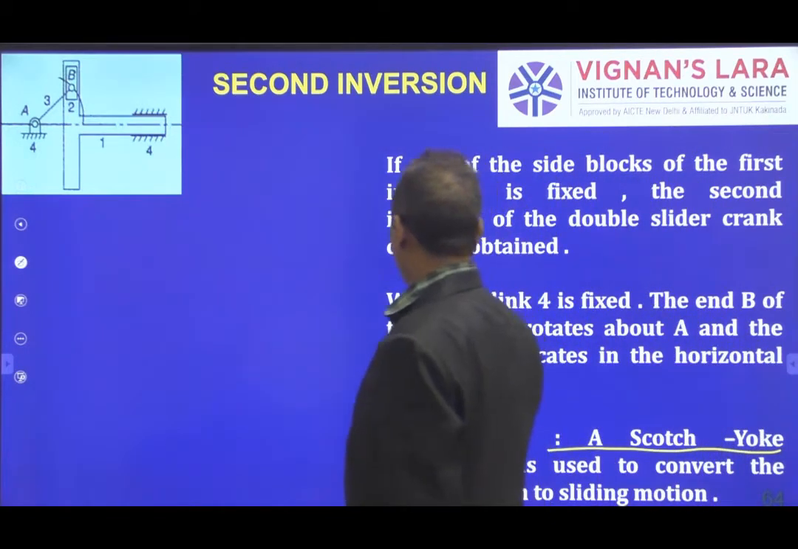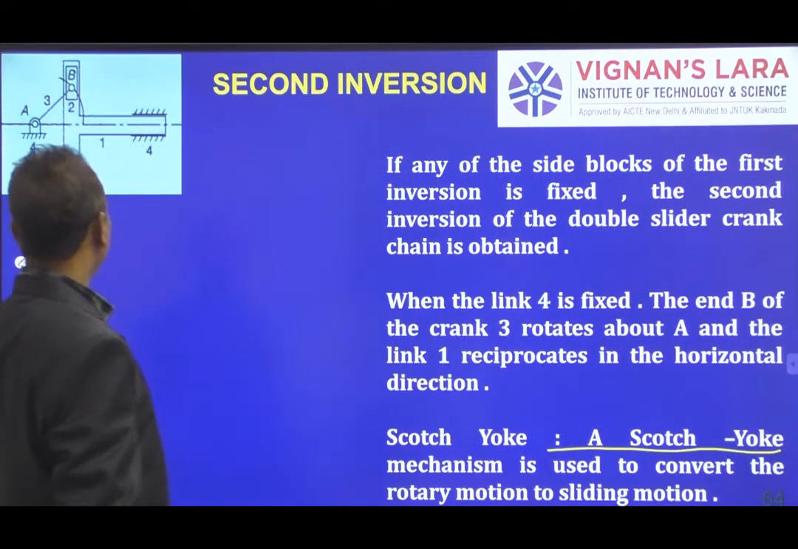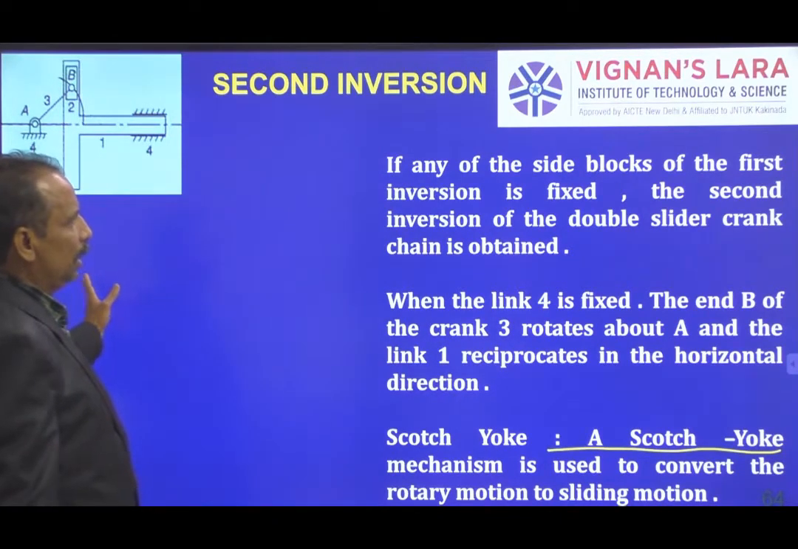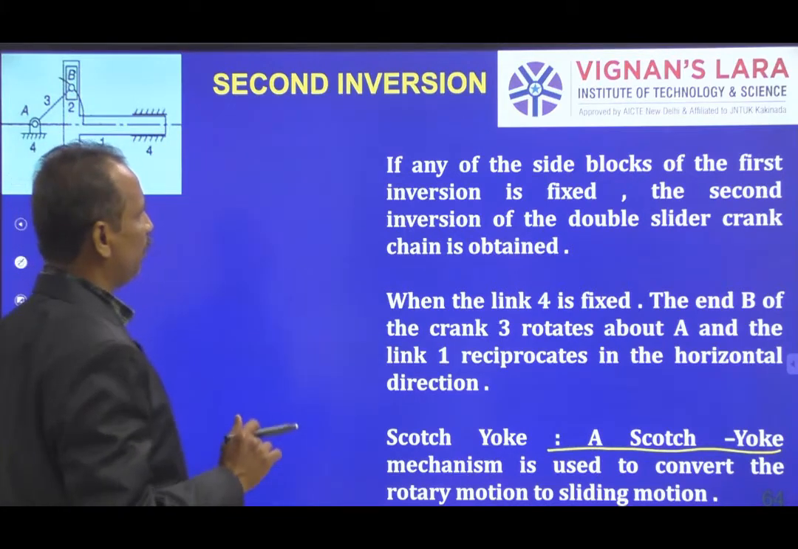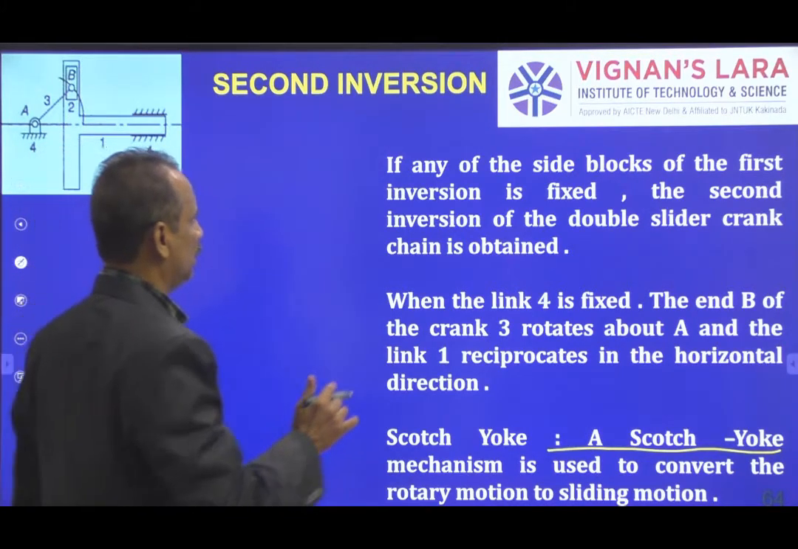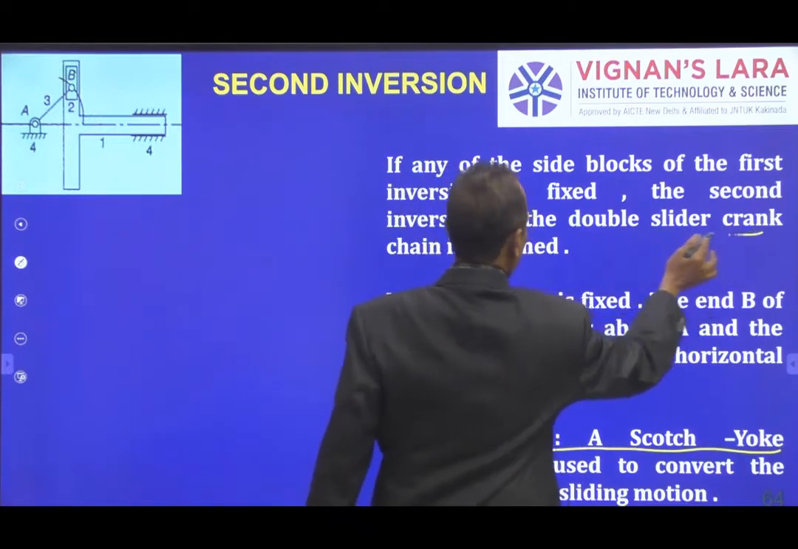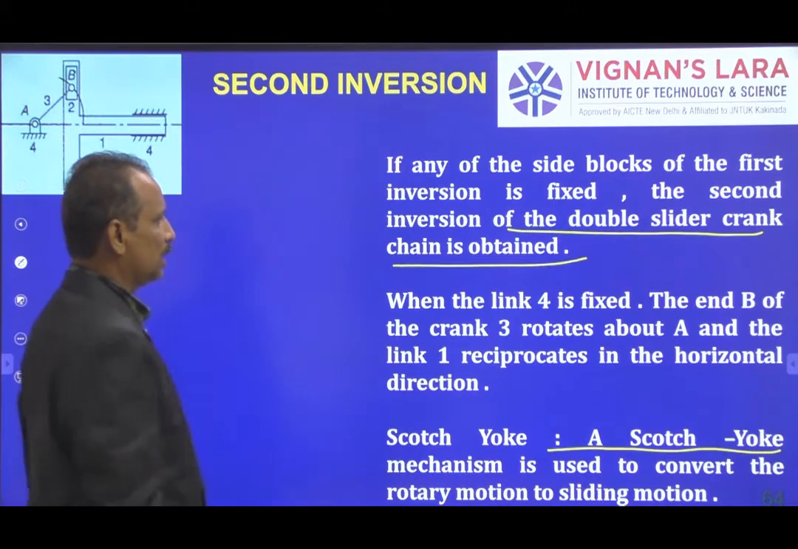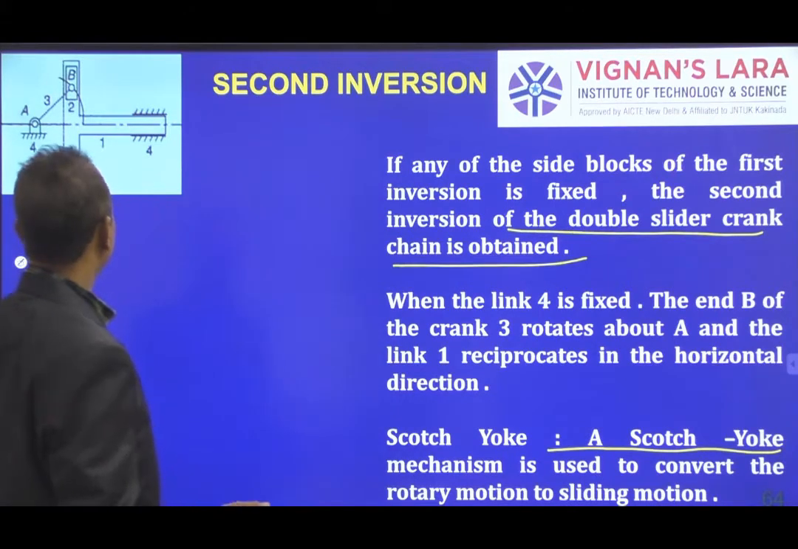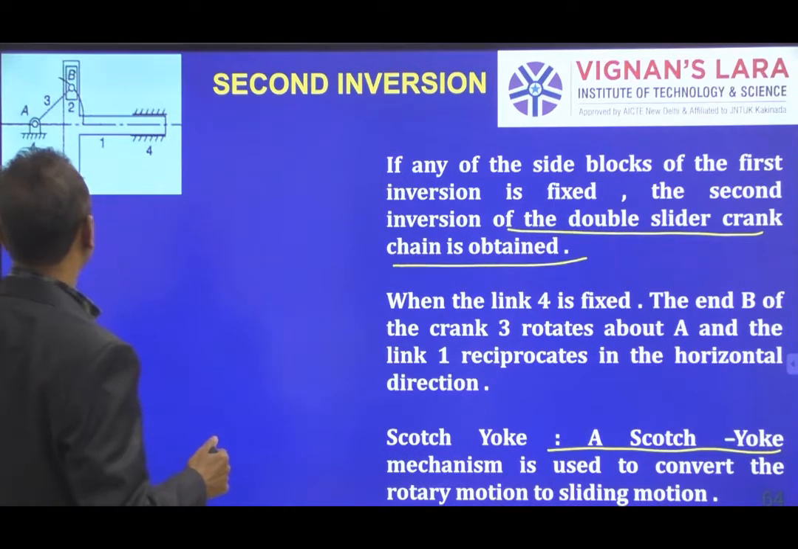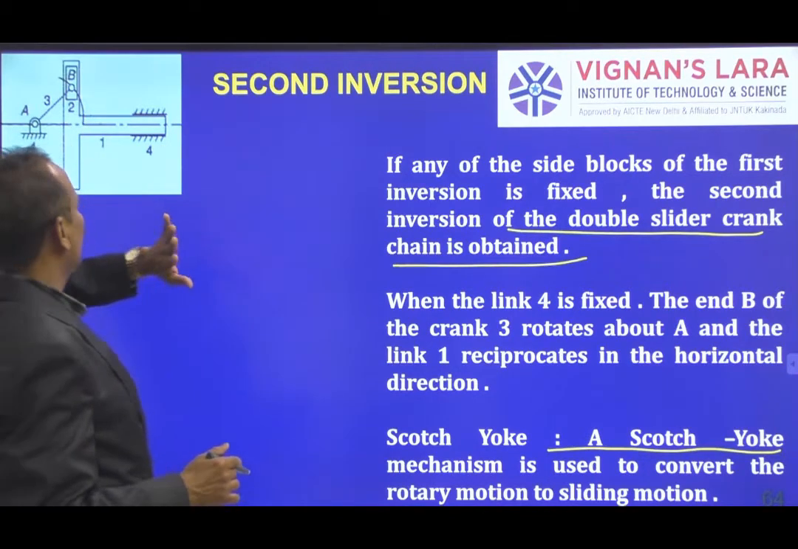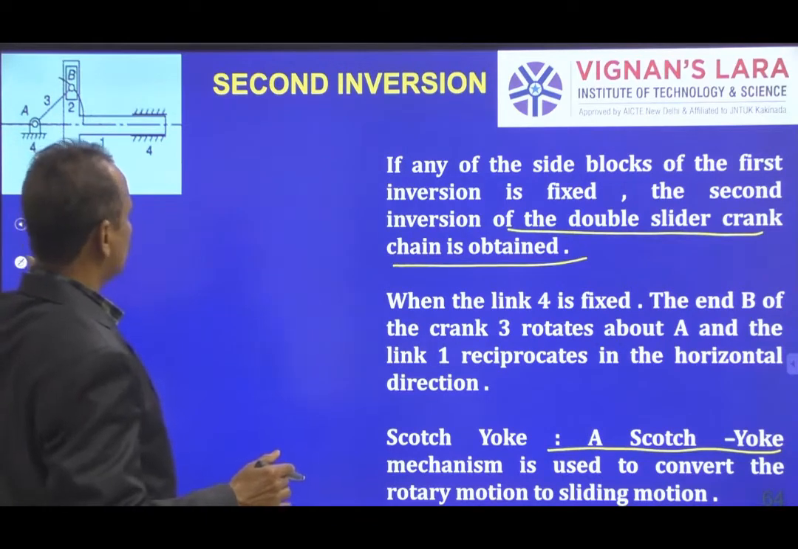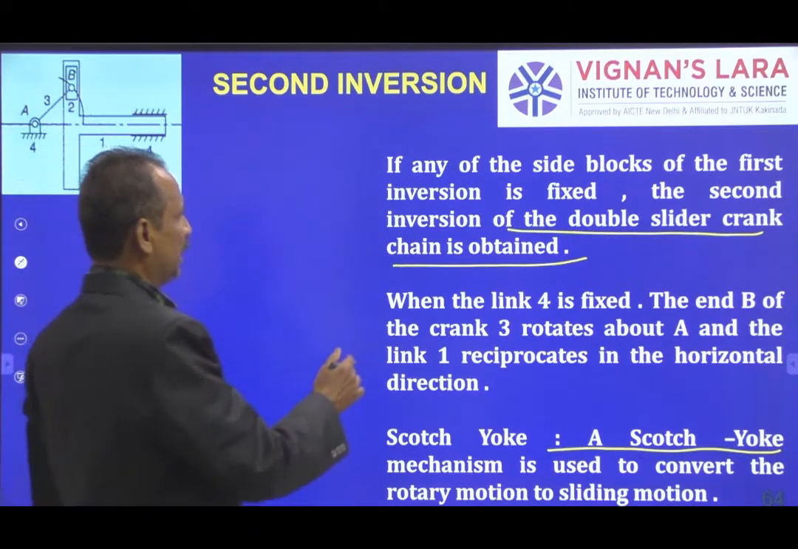So earlier we said we have fixed the link 1 and we got an elliptical trammel. Now if any one of the sliders of the first inversion is fixed, then the second inversion, which is the double slider crank chain, is obtained. That is a Scotch Yoke mechanism. So here the link 4 is fixed. You have taken 2 sliders, fix any one slider which gives one of the mechanisms, the second inversion.